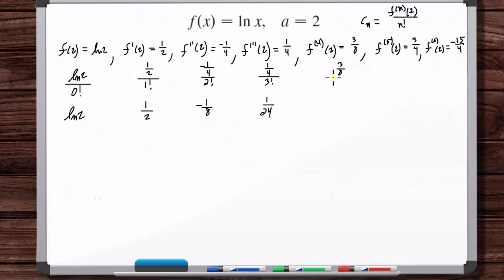Okay, 3/8 divided by 4 factorial. So this is going to be 3/8 times... so it's 1/64, which is 1/8 times 8. Okay, 3/4 divided by 5 factorial, so 3/4 times 5 times 4 times 3 times 2, so 5 times 4 is 20, 20 times 2 is 40, 40 times 4 is 160.